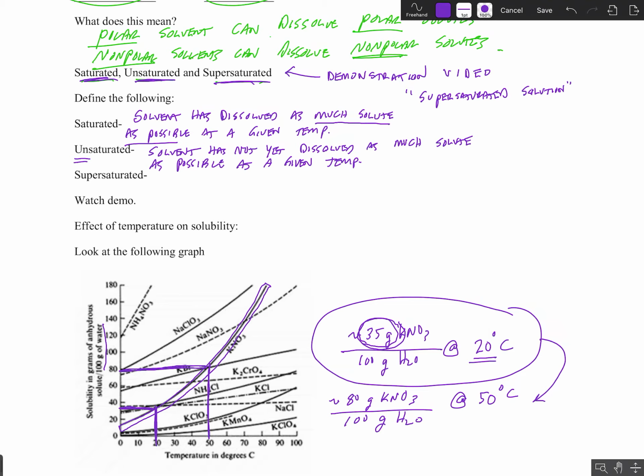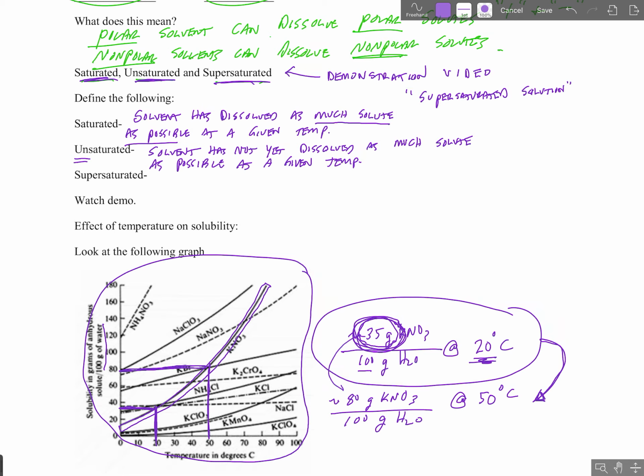Generally speaking, the solubility of solids increases with an increase in temperature. Take a look at the curves on this graph. As I warm up my solvent, I can dissolve more of my solid solute. And that's true for just about all solids. They dissolve better in a warmer or hotter solvent. So it would be saturated at 20 degrees Celsius if I had 35 grams of potassium nitrate in 100 grams of water. But if I warmed it up to 50 degrees Celsius and I had 35 grams in there, it would be unsaturated because I can actually hold 80 grams at 50 Celsius.